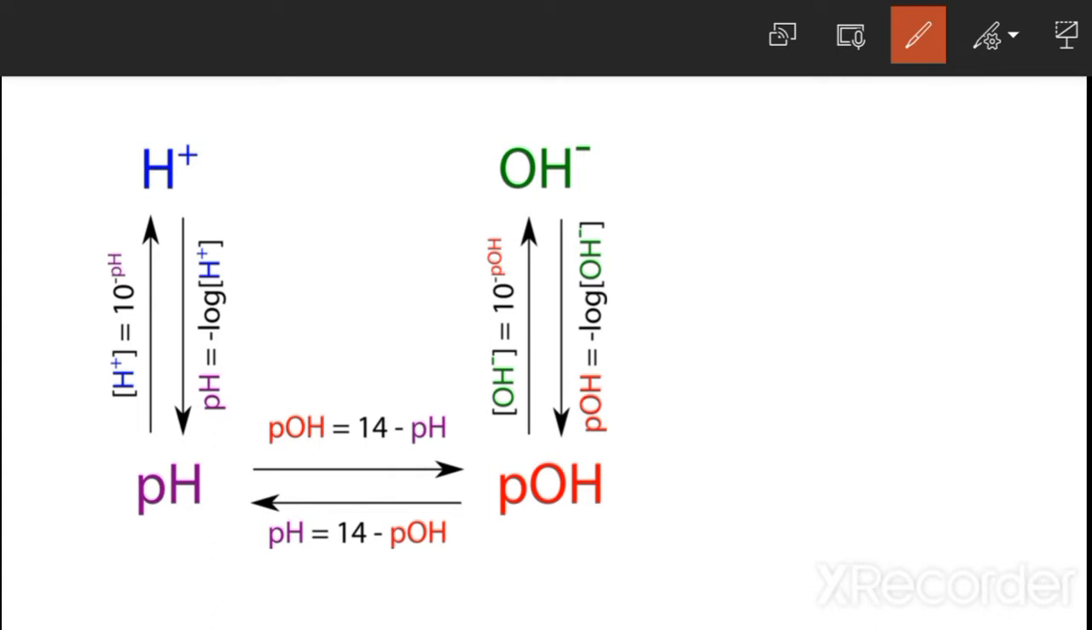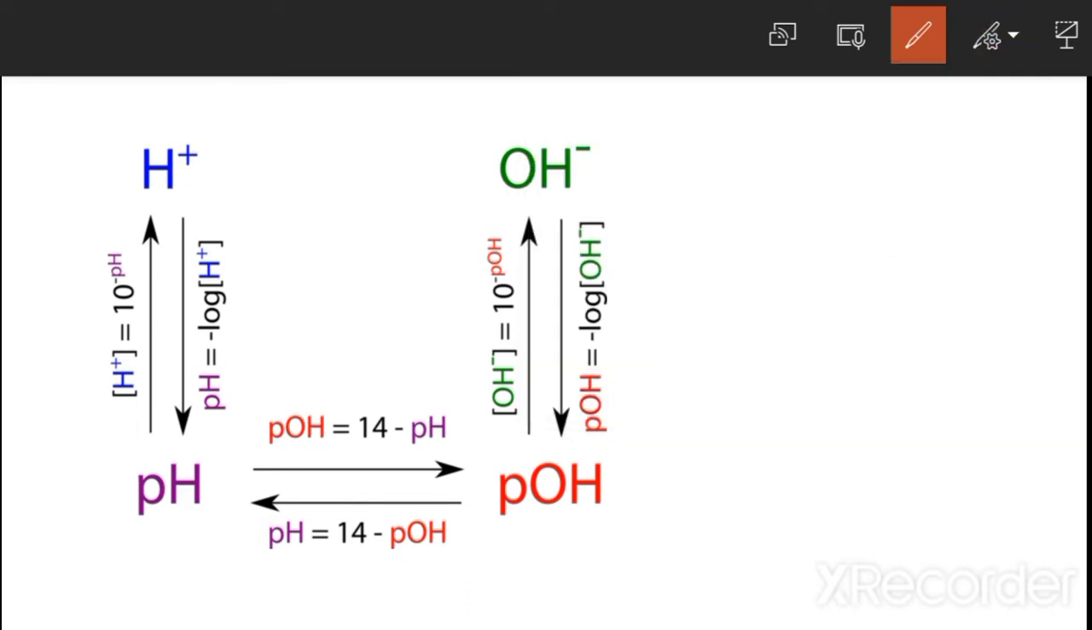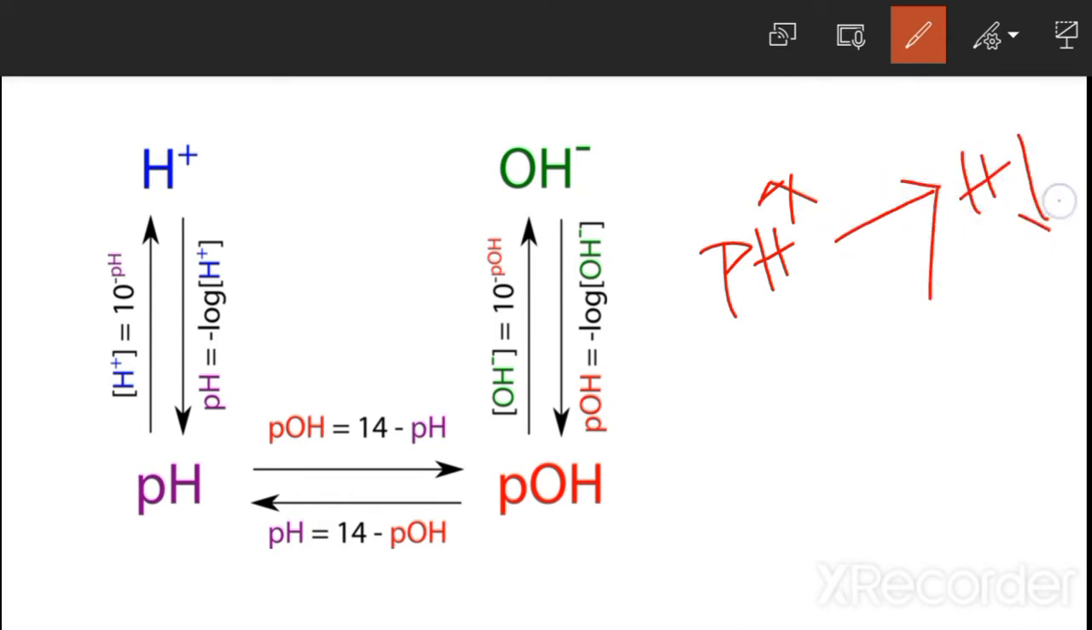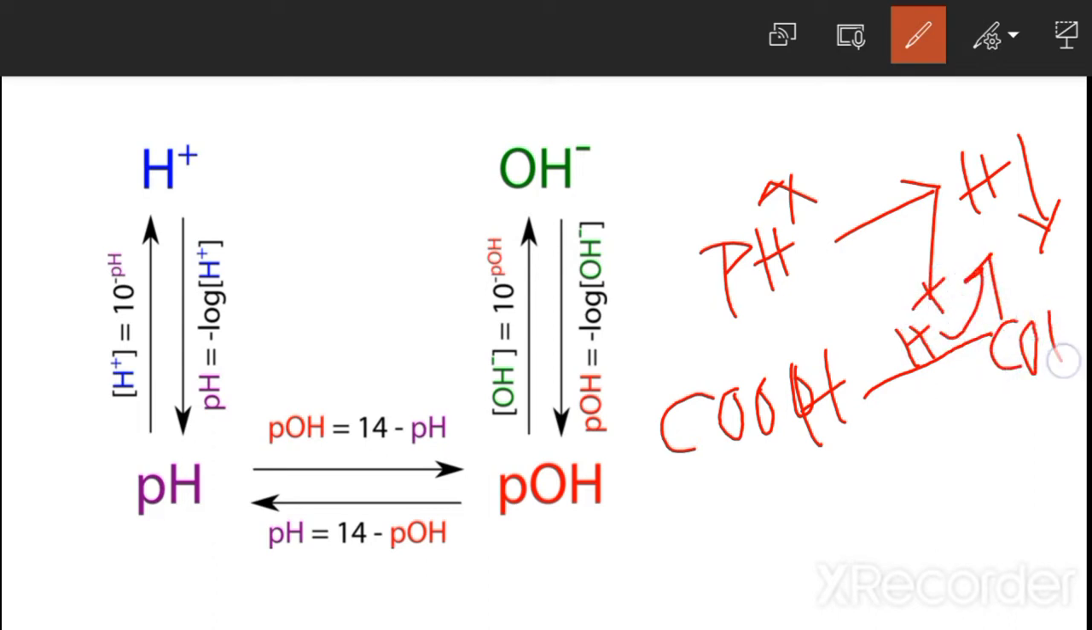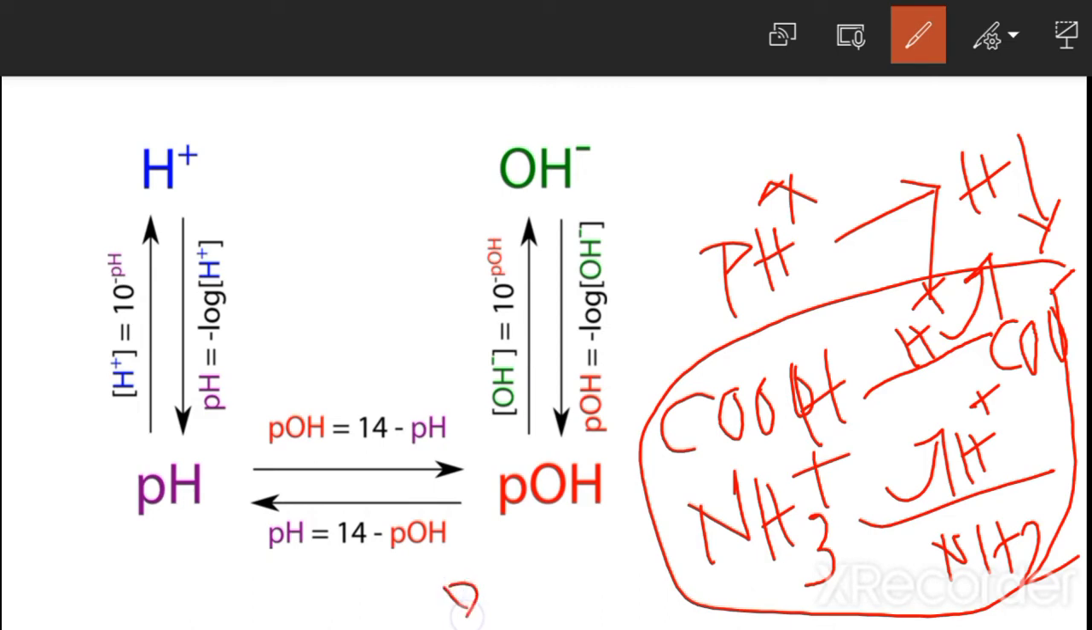Here we know that pH is equal to minus log H plus. When pH is high, then H plus will be low. Suppose COOH, we know it is a proton donor, it donates a proton and becomes COO minus, and NH3 plus when it donates a proton becomes NH2. This condition is the deprotonated condition.